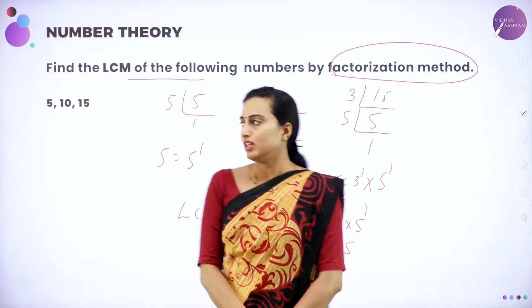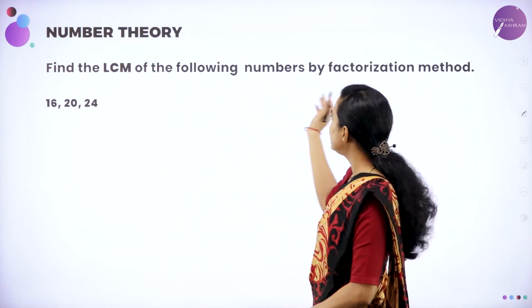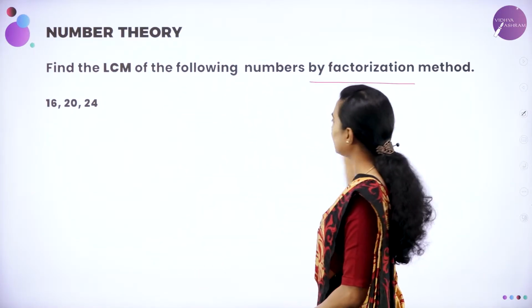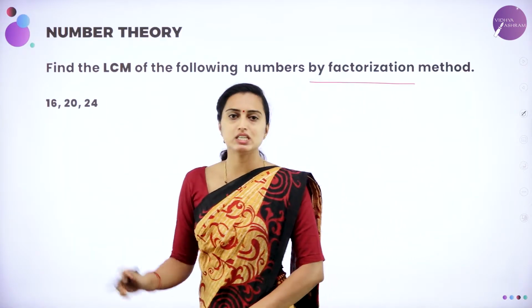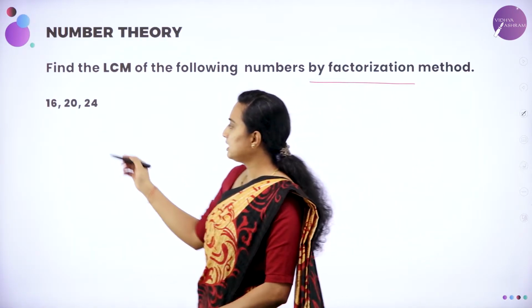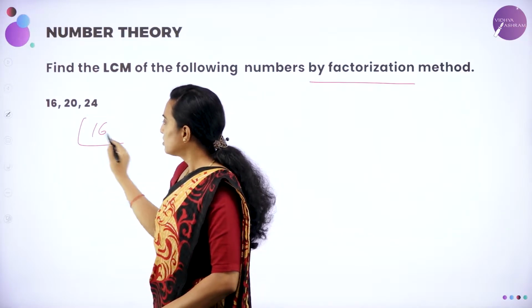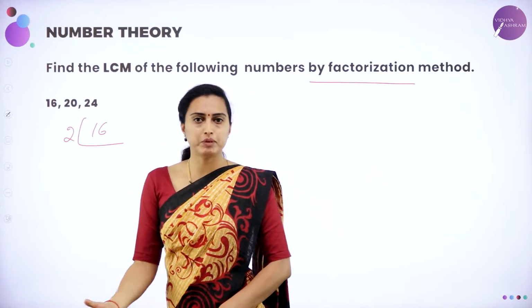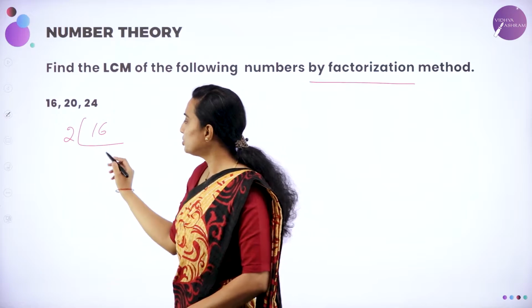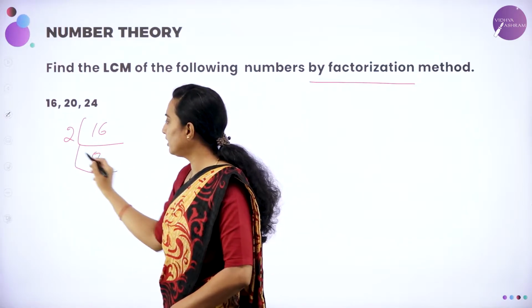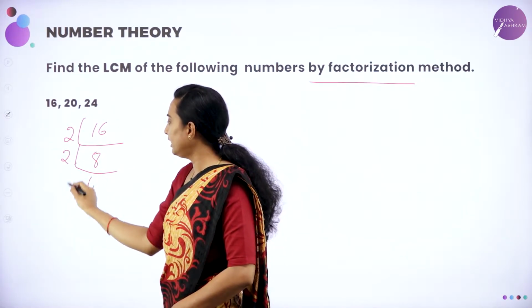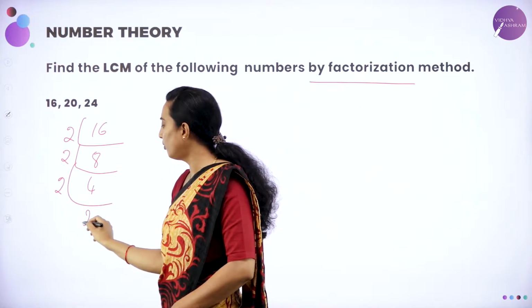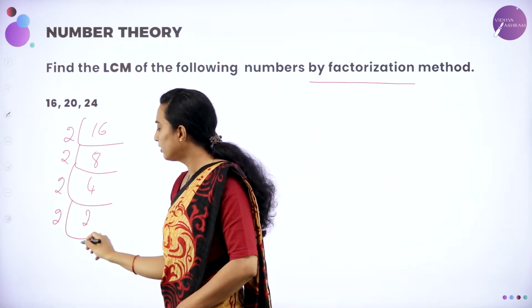Okay. So next we'll be moving on to find the LCM of the numbers by factorization method: 16, 20 and 24. So let me take out 16 first. It is an even number, the even prime number is only 2. So 2 8s are 16, again 2 4s are 8, again 2 2s are 4, 2 1s are 2, correct?